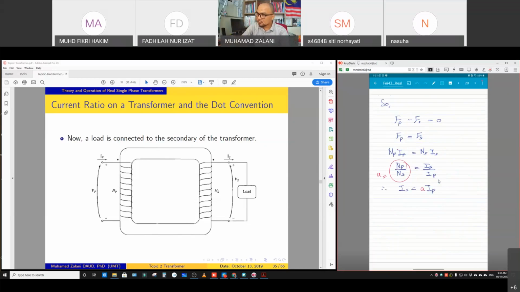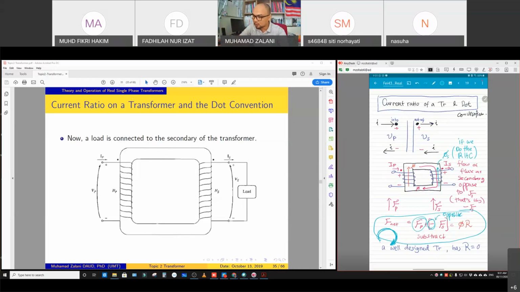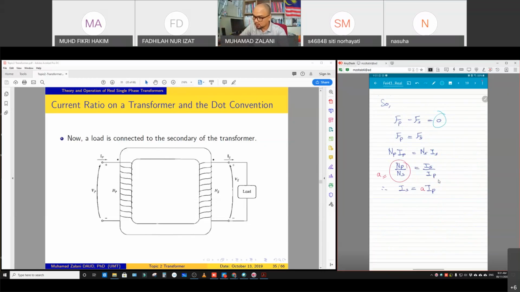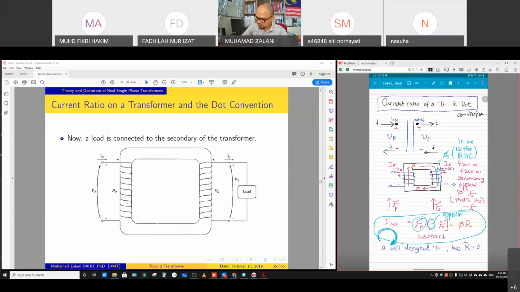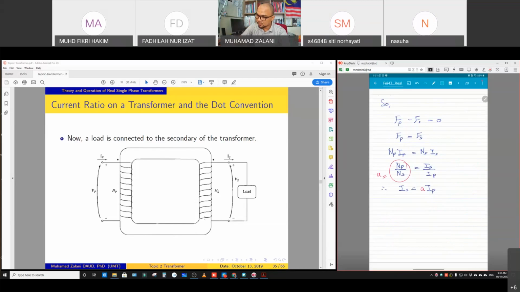Then we reach Fp minus Fs equals to 0. So in this case, why 0? Because in a well-designed transformer, R is equal to 0. In a well-designed transformer, there will be no reluctance inside this transformer. So we can say that R equals to 0, so phi R is 0. So this part is 0. So Fp minus Fs is 0.